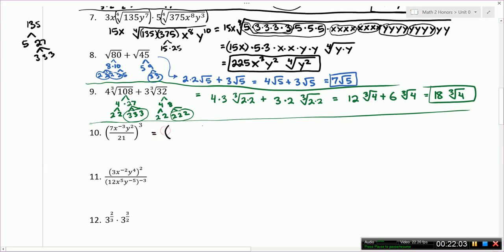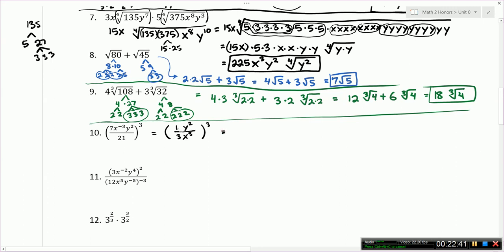So I still have everything in parentheses. I still have that cube on the outside of the parentheses, but I'm going to reduce the 7 over 21. Divide the top and bottom of the fraction by 7, you get 1 over 3. That x to the negative third power, I'm going to move to the denominator, make it x to the positive third power, and I'll leave the y squared in the numerator. Now I got smaller numbers to work with, a 3 instead of a 21, and it'll be easier to cube.